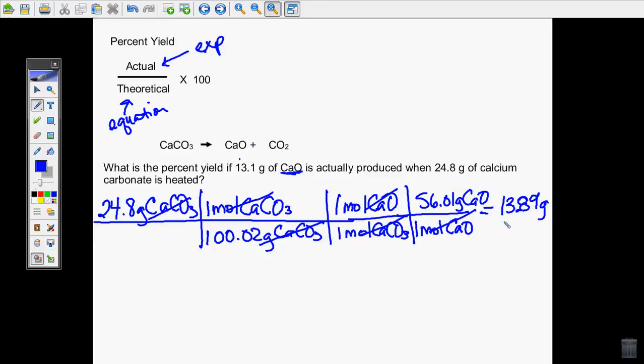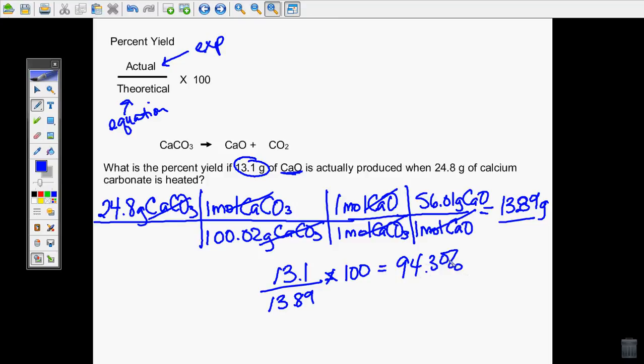So in theory, this is what the equation tells me I could produce. But when we actually carried it out in the lab, we only got 13.1 grams. So I need to calculate my percentage. So actual over theoretical, divide those, and then multiply by 100 to get your percentage, and you get 94.3%. So if you want to make calcium oxide, this is a pretty good equation to use.